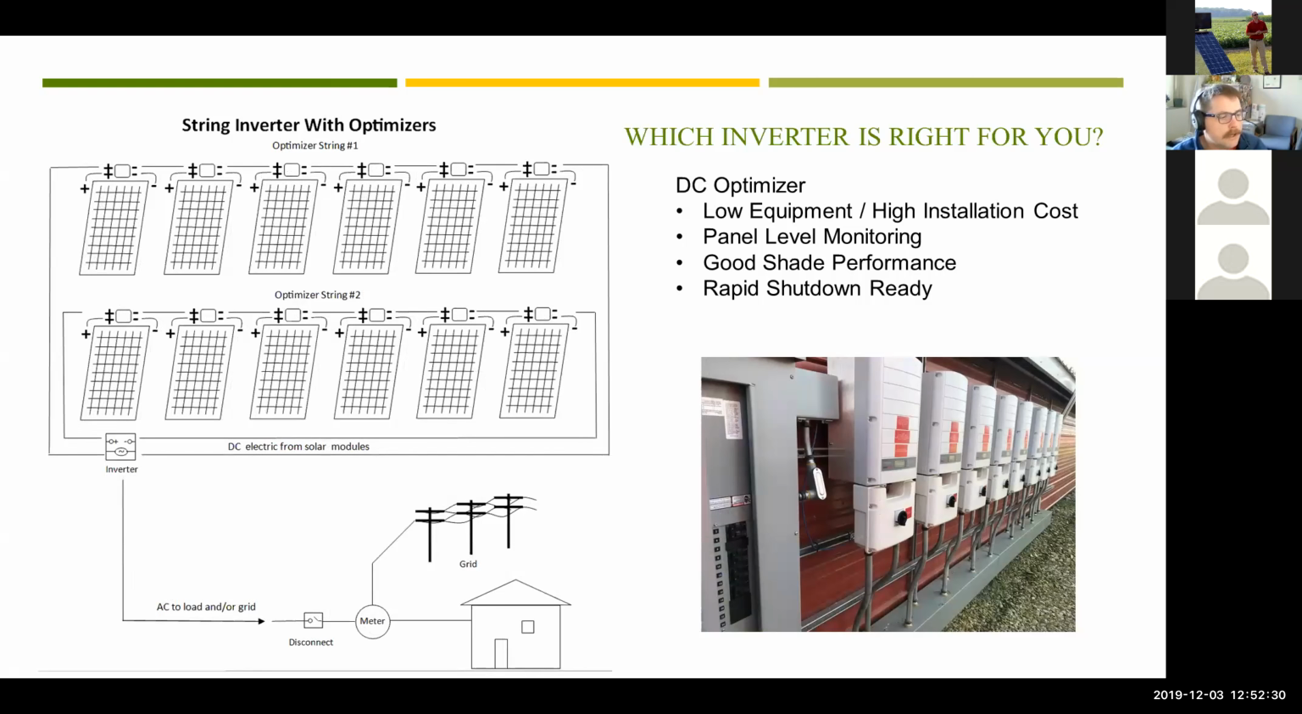You can also be kind of halfway in between. This is a string inverter with an optimizer, which can give us that shade performance that we want and give us the panel level monitoring. But what it has is two devices. Now, instead of installing just the microinverter or just a string inverter, you're actually installing both. So the equipment costs are not very high, but your installation costs are a little more because you have installation of both an optimizer, which is like a microinverter, and a string inverter. They can do panel level monitoring. They have good shade performance, and they're rapid shutdown ready.